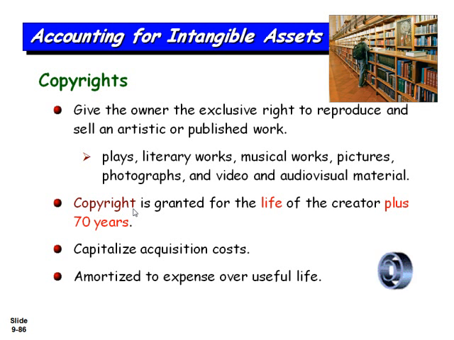Now let's say as an accounting instructor, I write a textbook and Wiley Publishers buys that from me. They buy the copyright from me. They're not going to amortize that over 70 years plus my life. Textbooks have a useful life of a much shorter time frame, 2 to 4 years. So it would be more conservative. They're going to have to take the more conservative choice and amortize the copyright over 2 to 4 years.